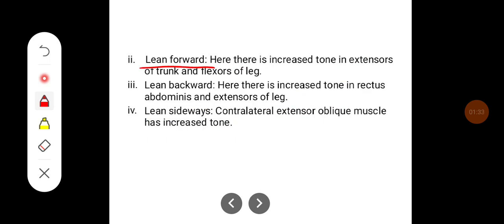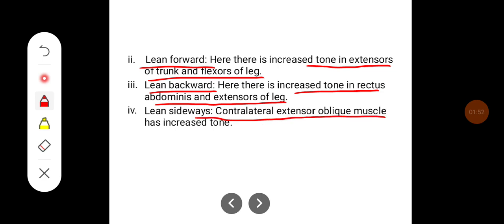When you lean forward, there is increased tone in the extensors of the trunk and flexors of the leg. When you lean backward, there is increased tone in the rectus abdominis and extensors of the leg. And when you lean sideways, the contralateral extensor oblique muscle has increased tone.